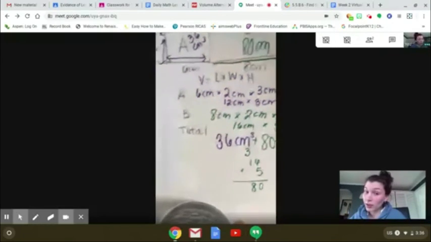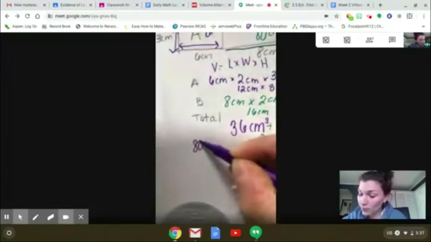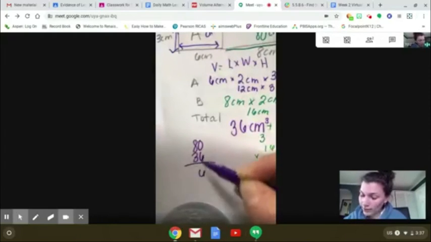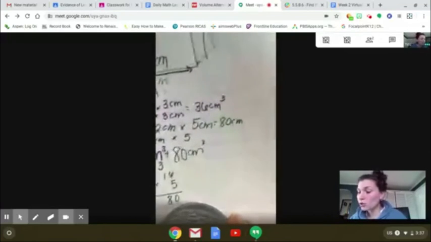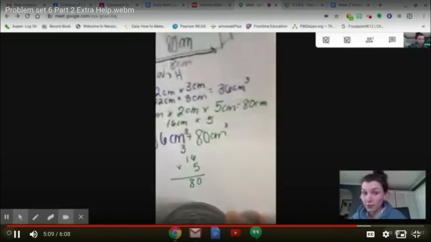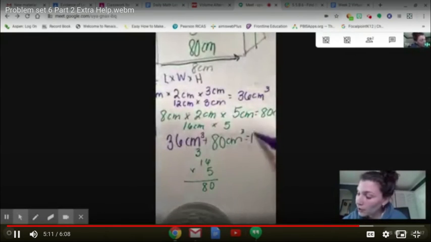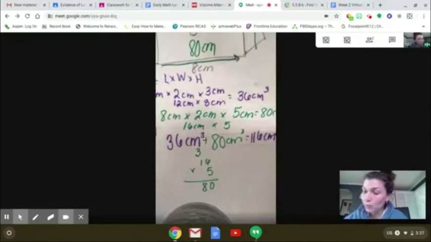Again, I am not a calculator. I need to do the math over on the side. So I'm going to do 80 and 36. I get 6, 8, 9, 10, 11, and I get 116. So our total volume for this shape is 116 centimeters cubed.